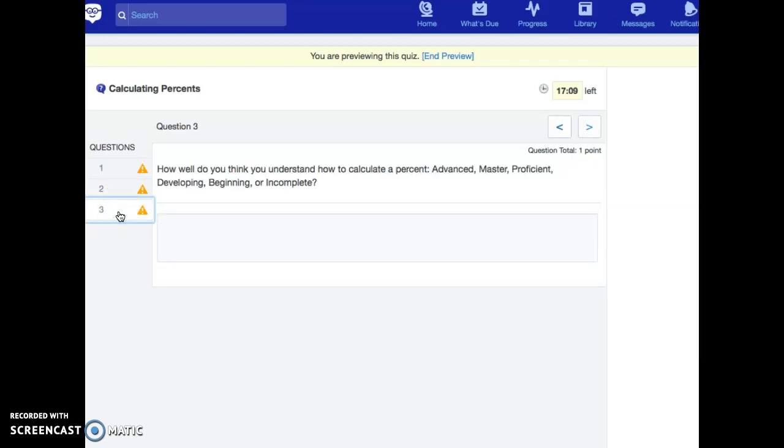This last question is the chance for students to self-regulate. It will cause them to reflect on their own learning, and when they receive feedback, they will be able to determine if their self-assessment was accurate.